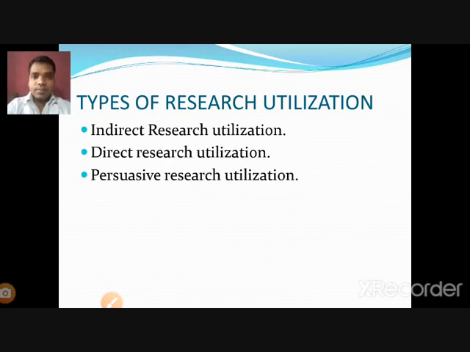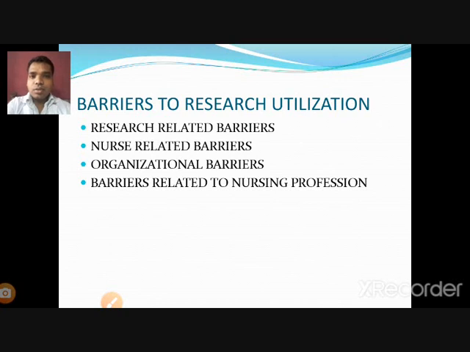Next we see barriers to research utilization. What are the barriers? Barriers are blocks which create a backflow to our research and create problems in our research studies. The first barrier is research related barriers. If we are not choosing the research sample, research study topic, or creative interest of the researcher properly, research related barriers will occur.